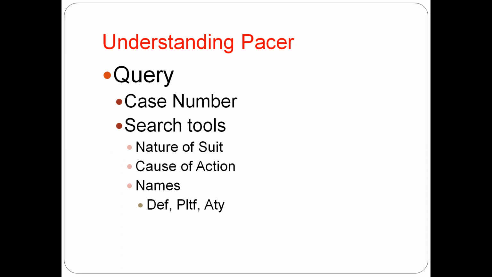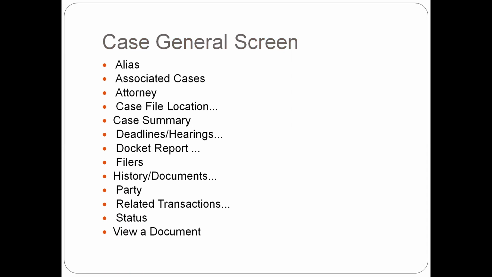You can also search by the cause of action, such as the basis of the lawsuit being a violation of civil rights, a wrongful death, or medical malpractice. If you specifically know the name of the defendant, the plaintiff, or the attorneys in the case, then you can also search by that. Once you have found the case that you're looking for, you'll be greeted with the case general screen. This will be covered as alias, associated cases, attorney, case file location, case summary, deadlines/hearings, docket report, filers, history and documents, party, related transactions, status, and view of documents.